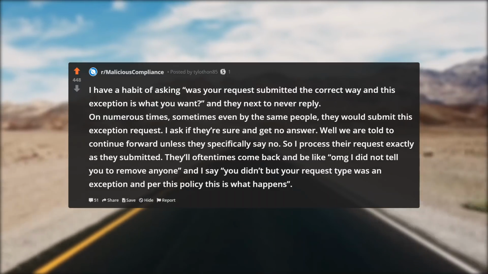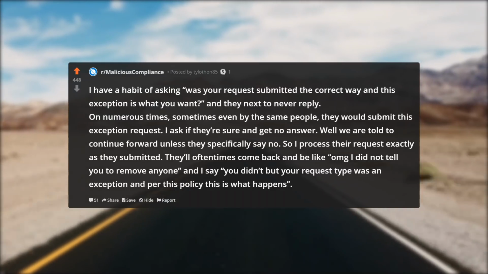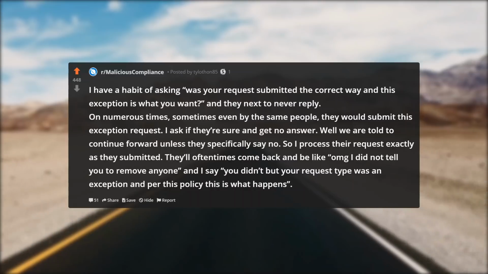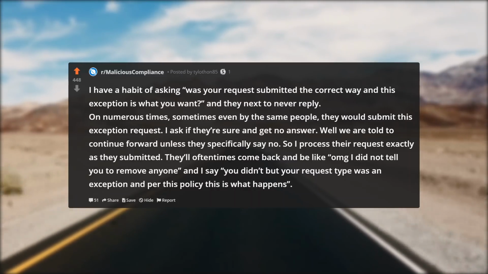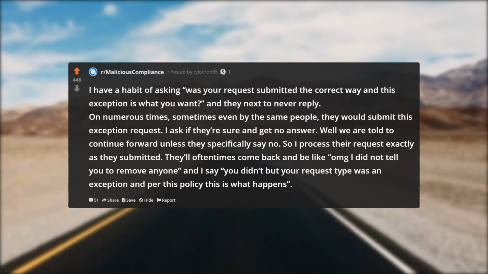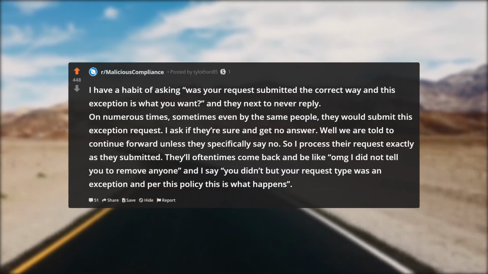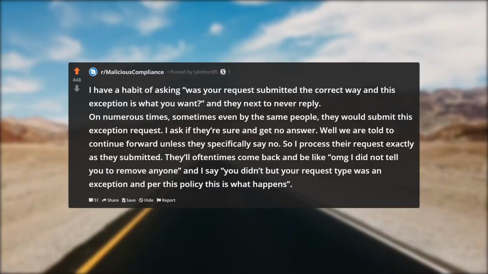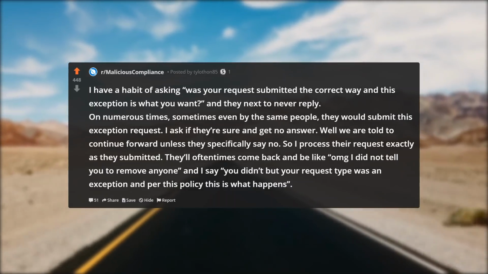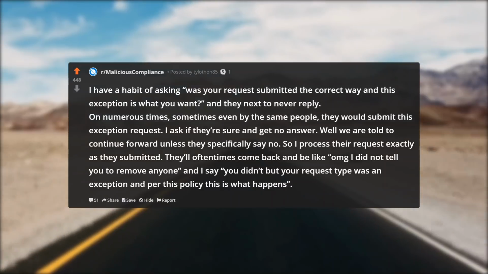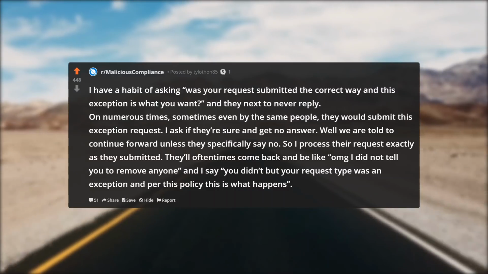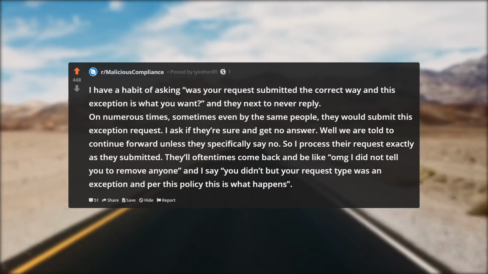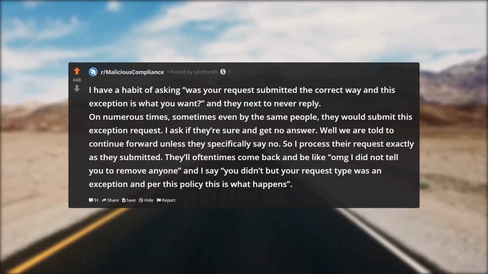On numerous times, sometimes even by the same people, they would submit this exception request. I ask if they're sure and get no answer. Well, we are told to continue forward unless they specifically say no. So I process their request exactly as they submitted. They'll oftentimes come back and be like, OMG, I did not tell you to remove anyone, and I say you didn't, but your request type was an exception, and per this policy this is what happens.